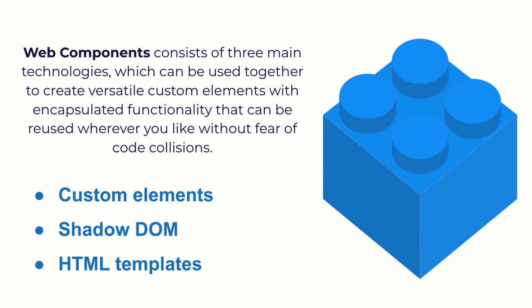And next is Shadow DOM. It's a set of JavaScript APIs for attaching an encapsulated Shadow DOM tree to an element. And last is HTML template. The template and slot elements enable you to write markup templates that are not displayed in the rendered page.